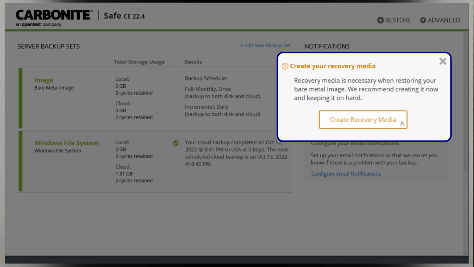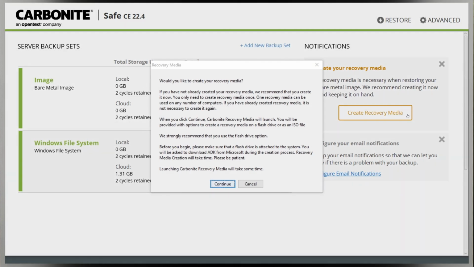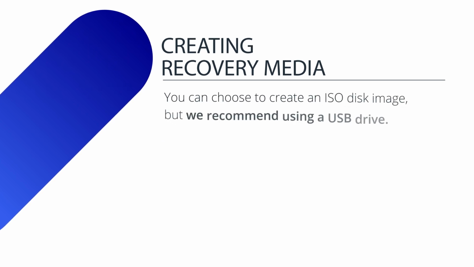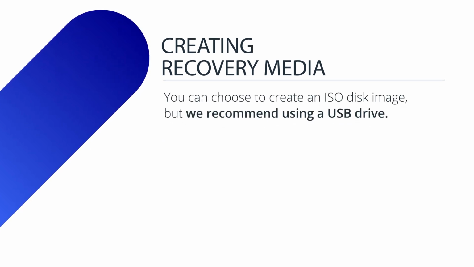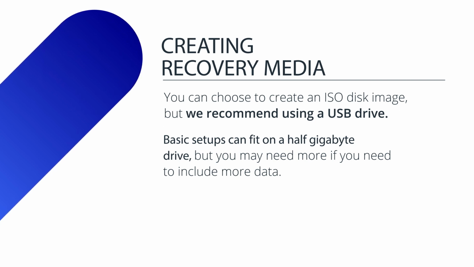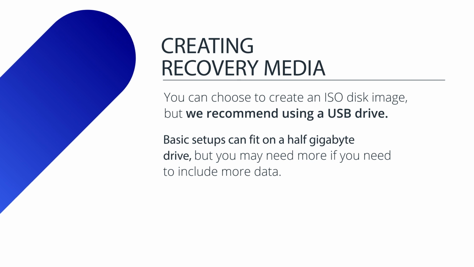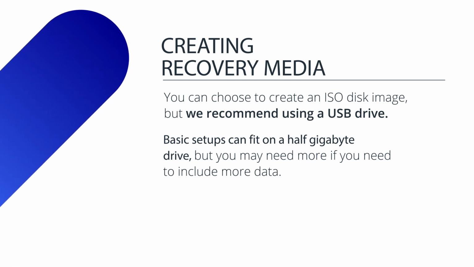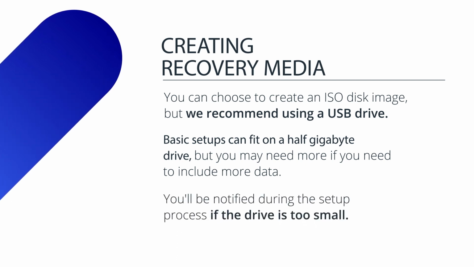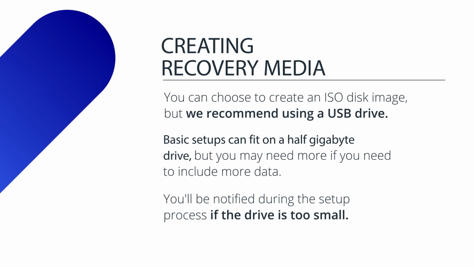Click Create Recovery Media. You'll see a prompt with a few disclaimers. You can choose to create an ISO disk image, but our recommendation is to use a USB drive. The exact capacity you need depends on the options you select during the creation process. The most basic setups can fit on a ½ GB drive, but you may need more if you need to include more data, such as special drivers for your hardware. You'll be notified during the setup process if the drive is too small, and you can simply cancel and start over with a larger drive.